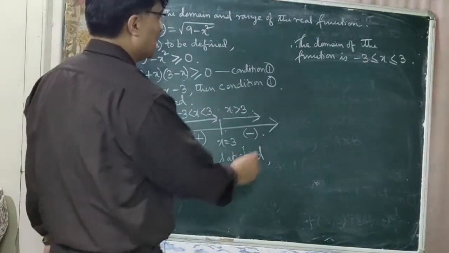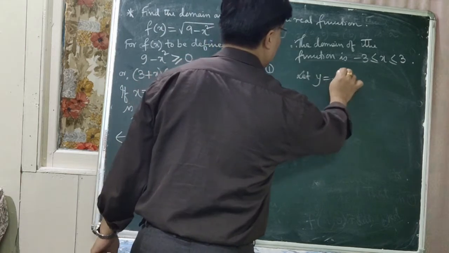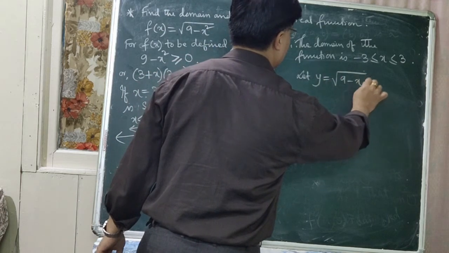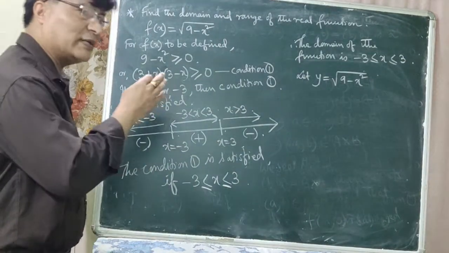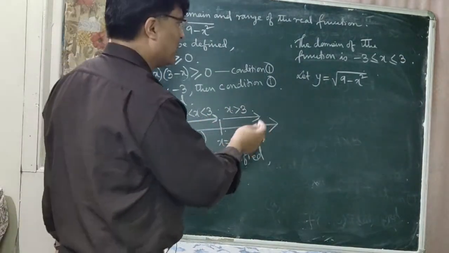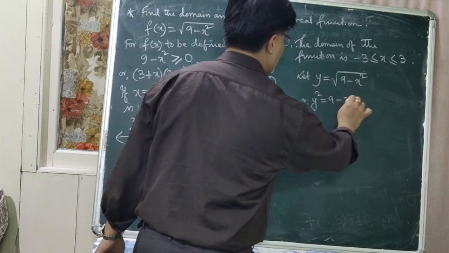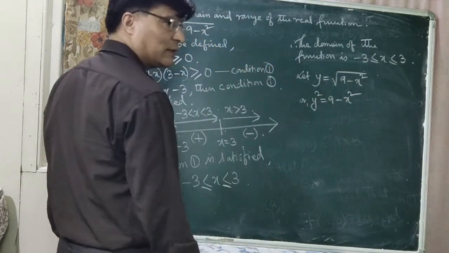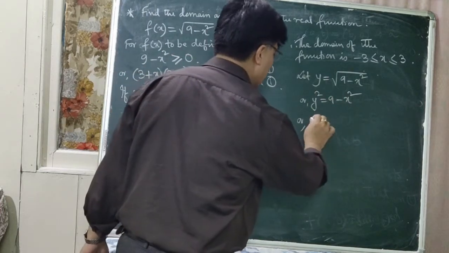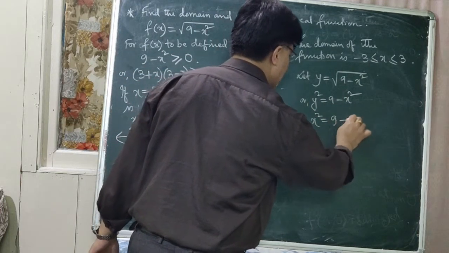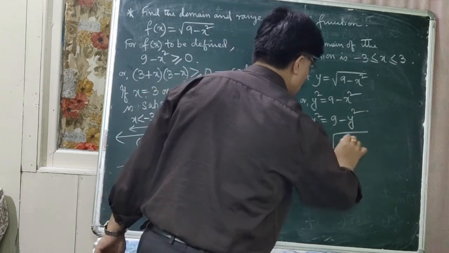Okay, so let y is equal to root over 9 minus x square. Okay, so let us express x in terms of y. Squaring both the sides, what do we get? Y square is equal to 9 minus x square. Okay, or x square, take it to the left hand side. So x square is equal to 9 minus y square. Or what is the value for x? X is equal to root over 9 minus y square.